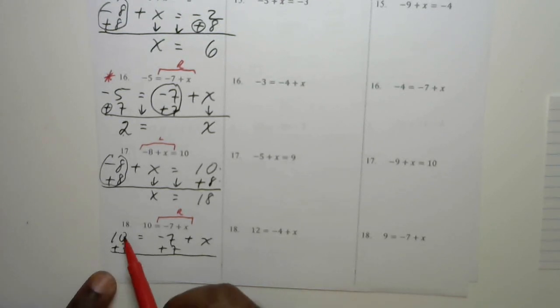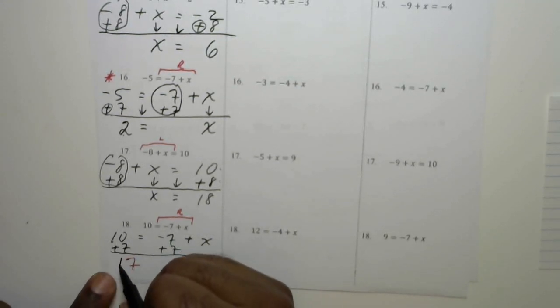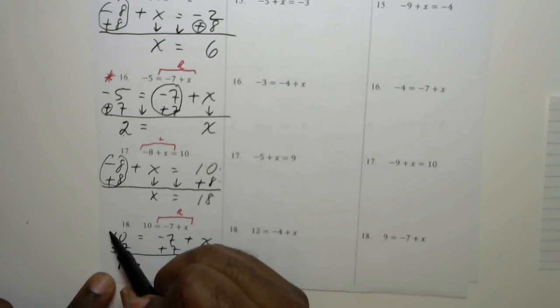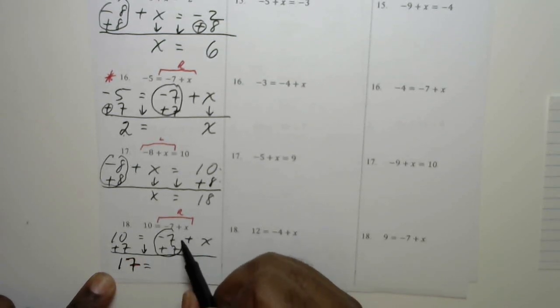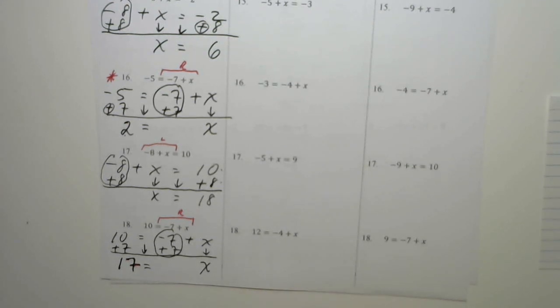So these are same signs. Same signs will add. You get 17. Oops, I wrote it in red. Didn't mean to do that. I'm trying to be consistent, so let's make that 17. And the bigger sign is positive, so it's going to be a positive 17. The equals comes down. This becomes a 0, and the x comes down. So we have here that x is 17.